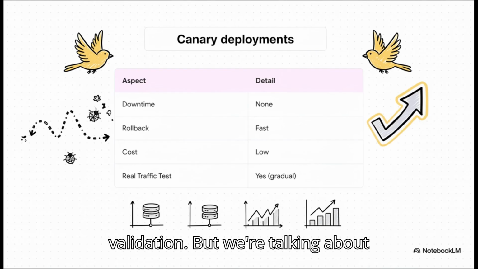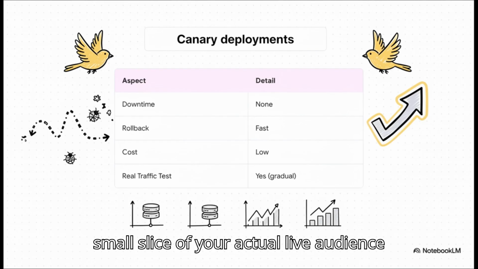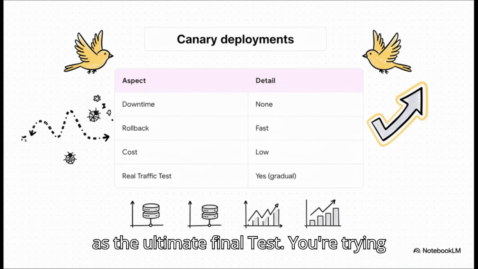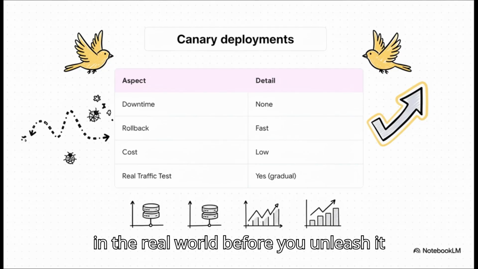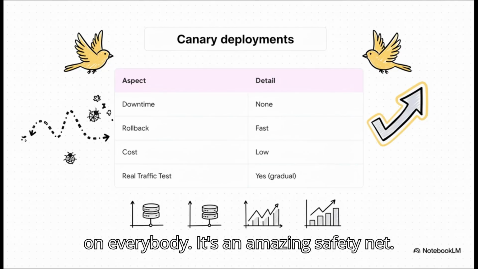But we're talking about technical validation. You're using a small slice of your actual live audience as the ultimate final test. You're trying to sniff out bugs or performance issues in the real world before you unleash it on everybody. It's an amazing safety net.